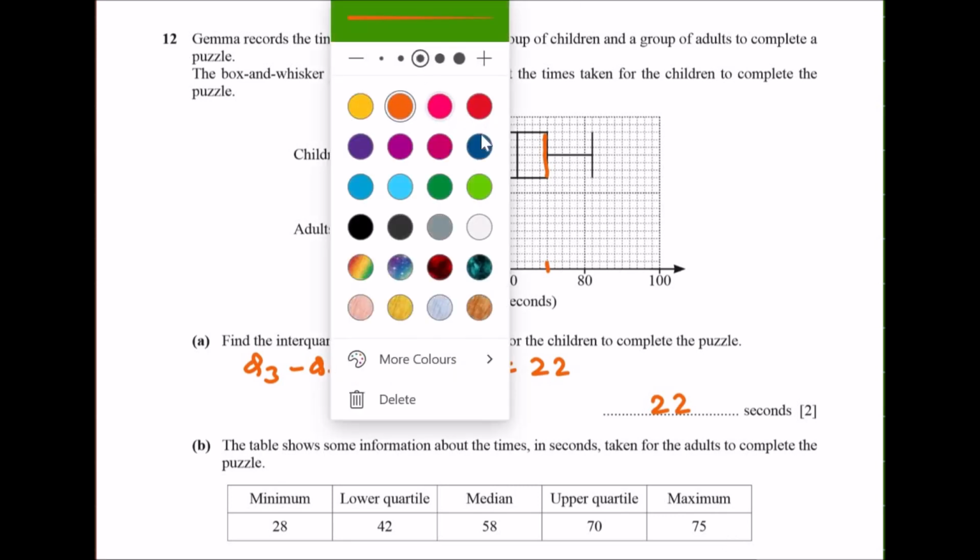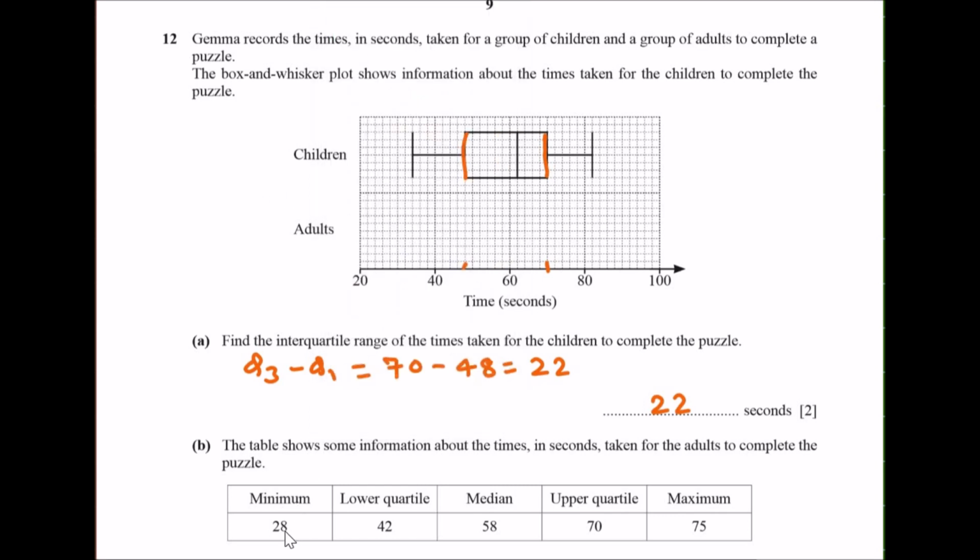Let me take another color so that we can differentiate. So it says minimum 28. So 28 will be here. You can see 10 divisions is 20. That means each division is 2 each, right? So that means 20 and 4th divisions, that will be 28.